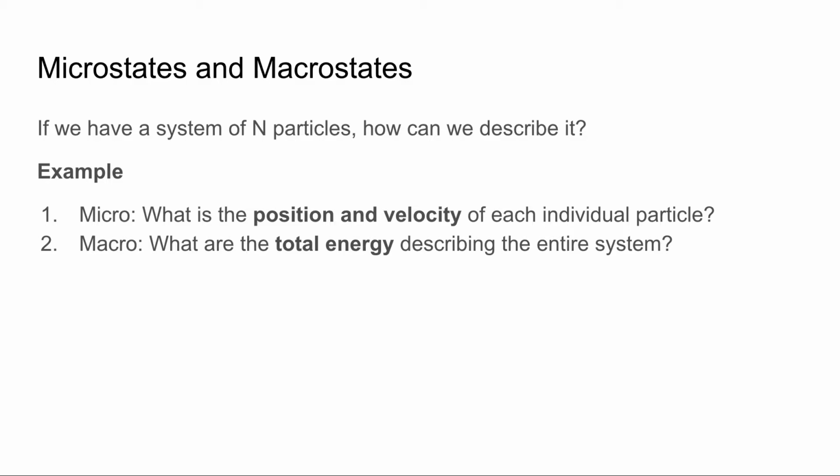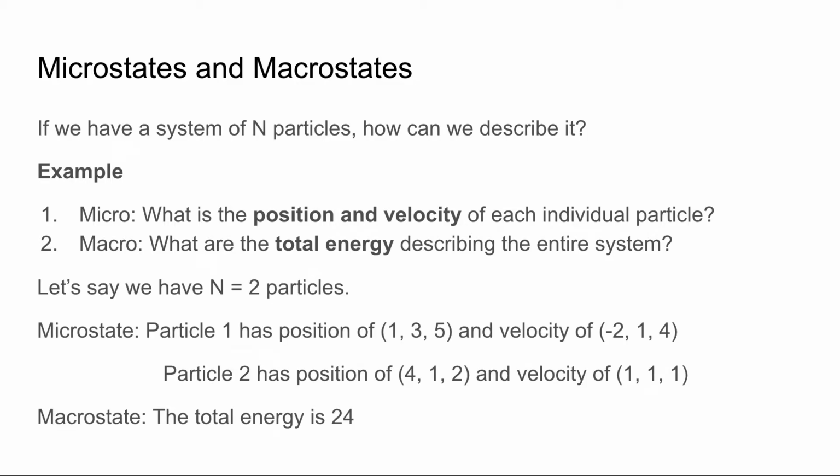So another description is the macrostate of the n particles, which is, let's say, a single number describing the entire system, like the total energy, or like the temperature. So this is the difference between microstate and macrostate. I'll give more examples later on.